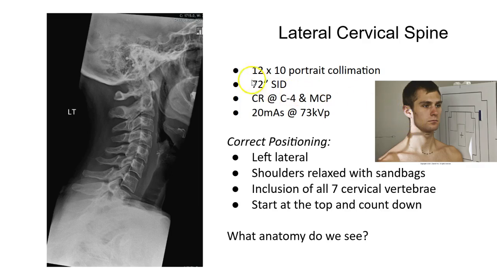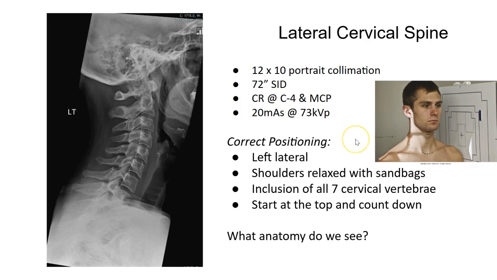Now, if you are correctly collimated to 12 by 10, a good trick is to make sure you have the top of your light at the top of the ear. And that will typically place your central ray very close to C4. We are going to use 20 at 73. That's nice for an average patient. Remember, that may vary depending on your patient, depending on your equipment.